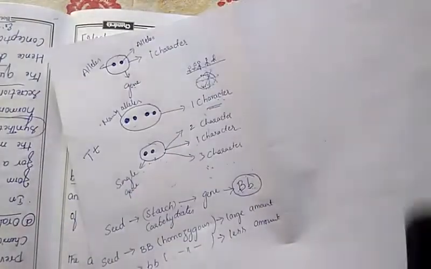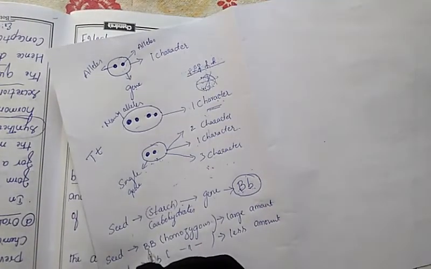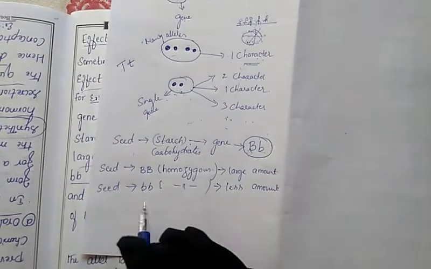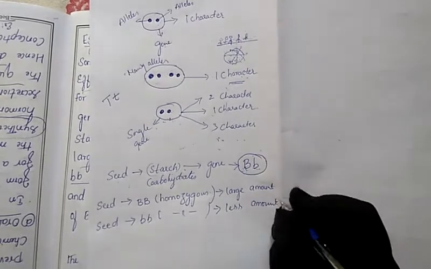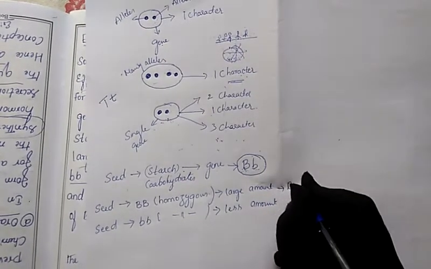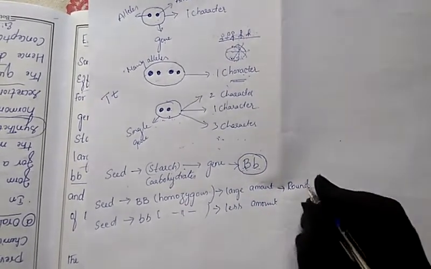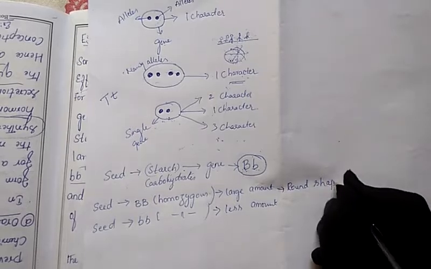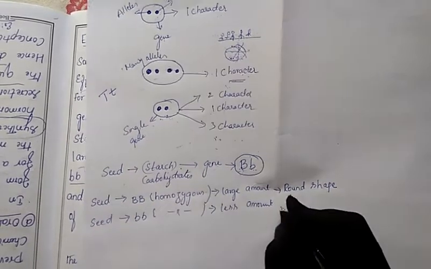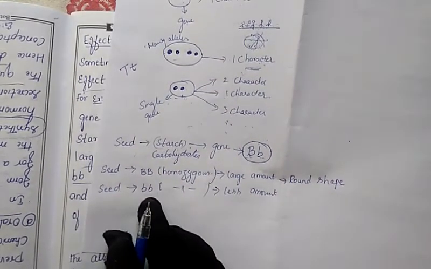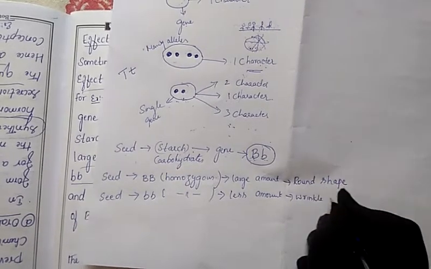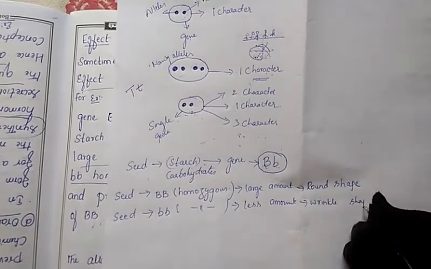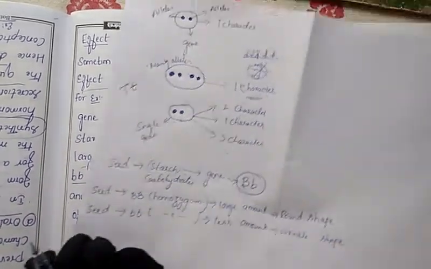Now what they are doing is, the seeds which have this type of genes will be round in shape. Such seeds are present in round shape here. Whereas the seeds which contain these type of genes will be wrinkled in shape.